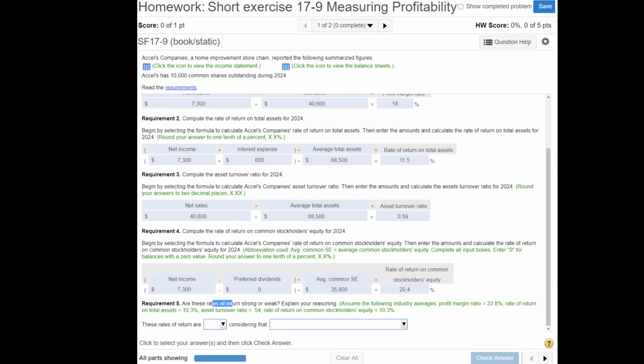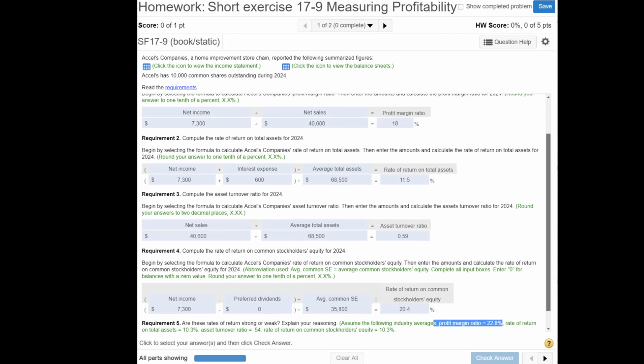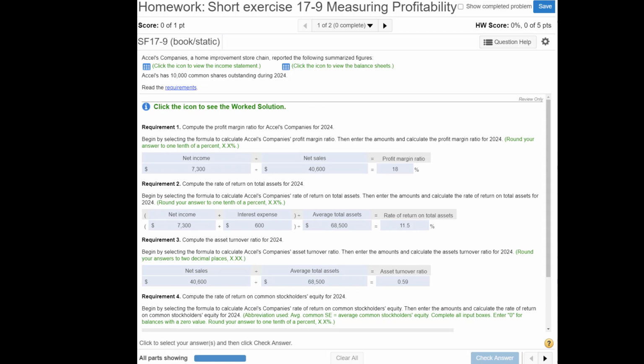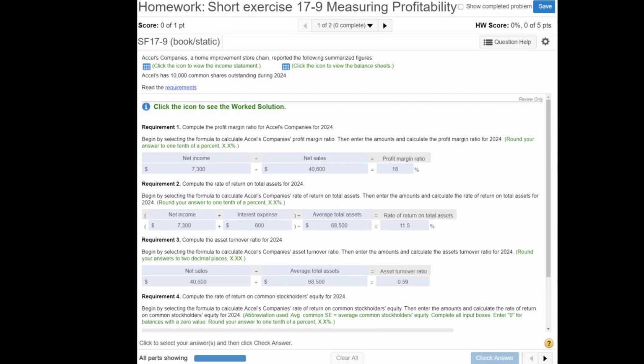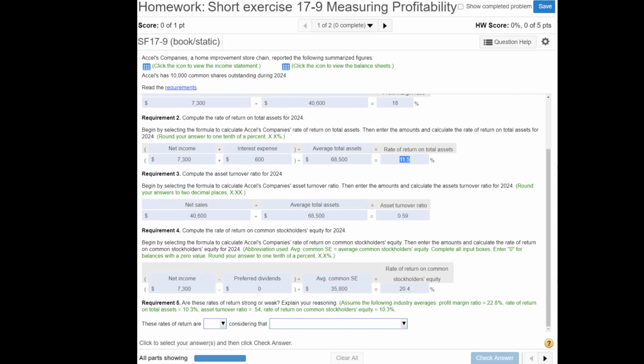It says, are these rates of return strong or weak? Explain your reasoning. Assume the following industry averages. Profit margin ratio, 22.8 is the industry average. Ours is a little lower, 18. Rate of return on total assets, 10.3 is average. Ours is 11.5, so ours is a little better. Asset turnover ratio, 0.54. Ours is a little higher. So 2 of the 3 are higher.